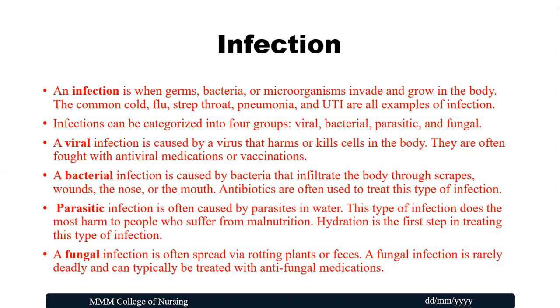Next is the parasitic infection. The parasitic infection is often caused by parasites in the water. This type of infection does not harm people, except those who suffer from malnutrition. So hydration is the first step in treating this type of infection. Next is the fungal infection. This is often spread via rotting plants or feces. A fungal infection is rarely deadly and can typically be treated with antifungal medications.